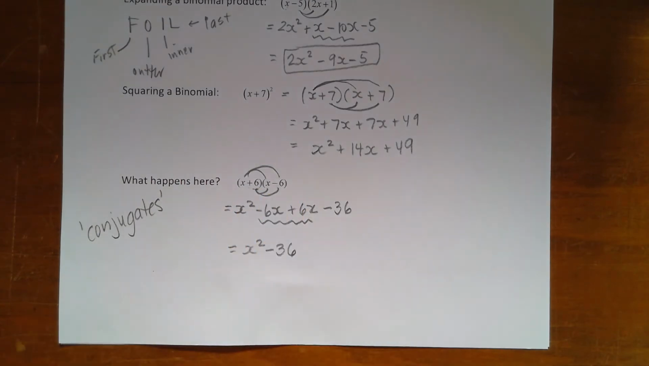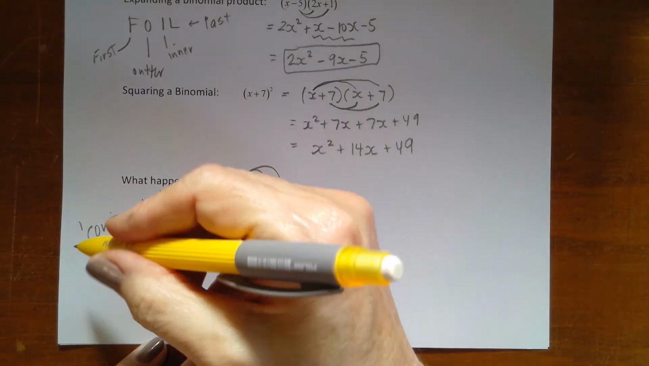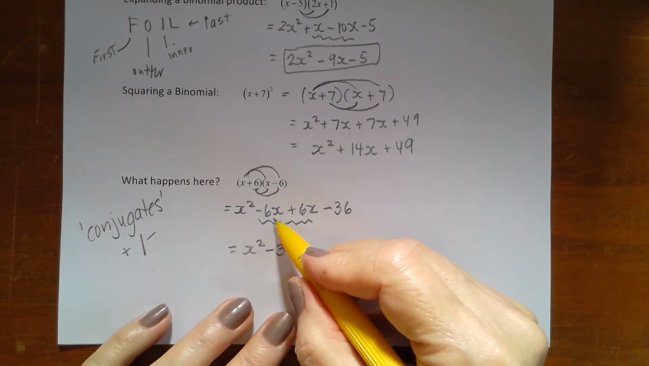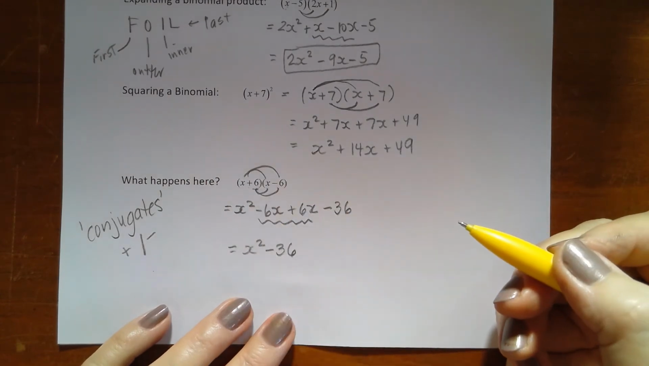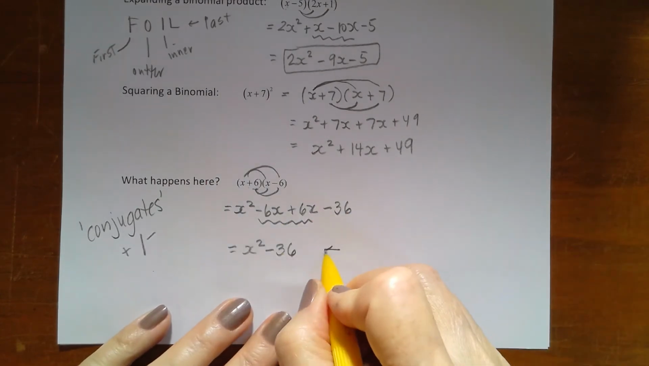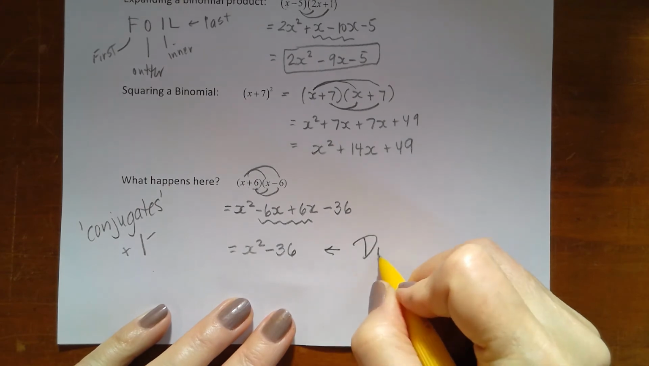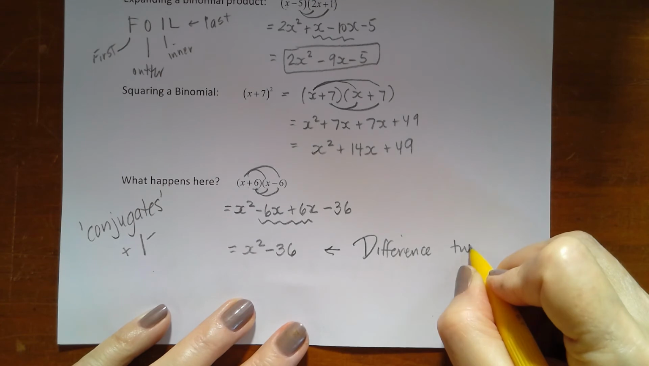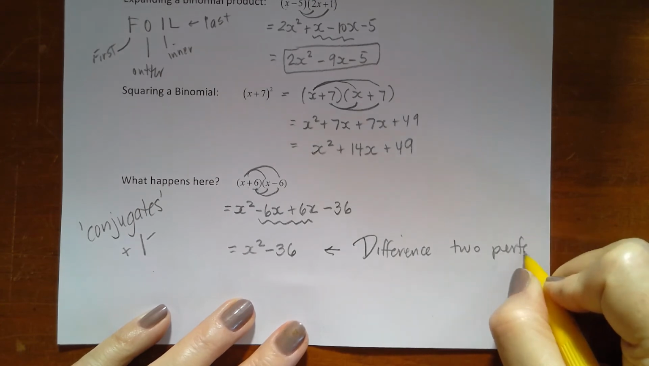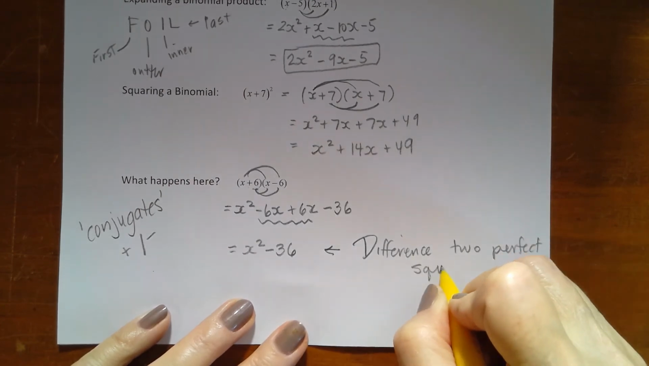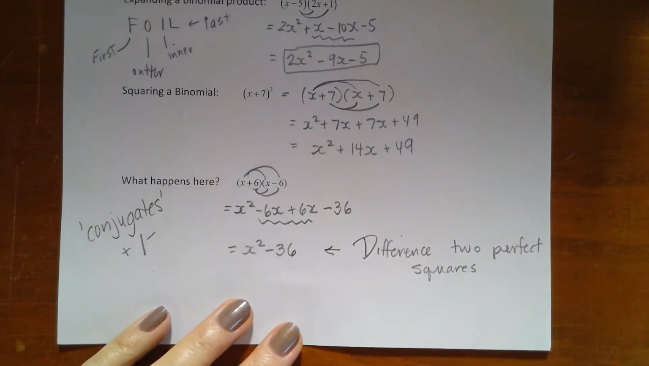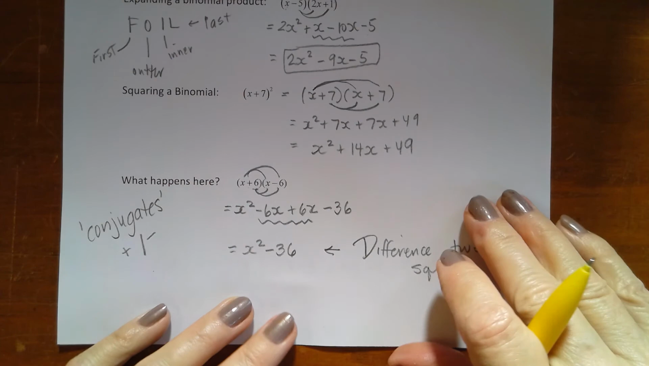All that means is that one is x plus 6 and the other one is x minus 6. So the only thing that differs in the two terms is the sign. There's always a plus and a minus, or a minus and a plus. What happens is these middles always drop out. So I end up getting the difference, in other words subtraction, of 2 perfect squares. So x squared is a perfect square, and 36 is 6 squared. So it's the difference of 2 perfect squares.